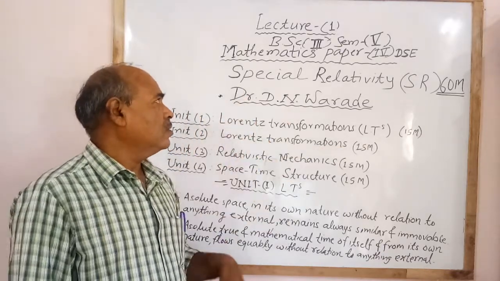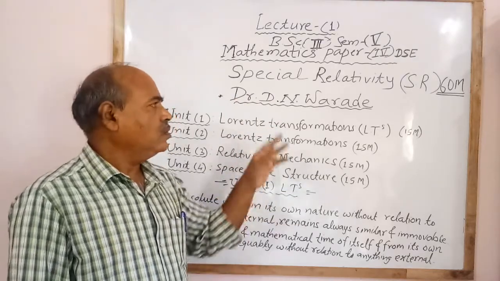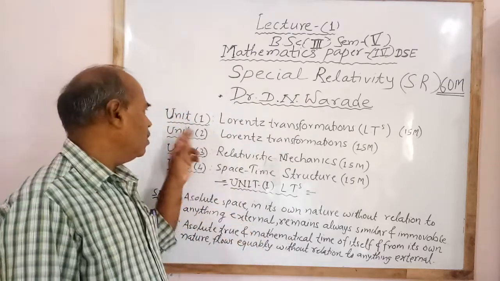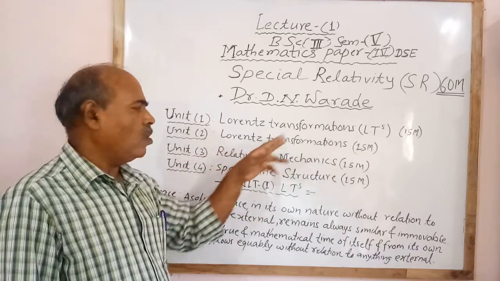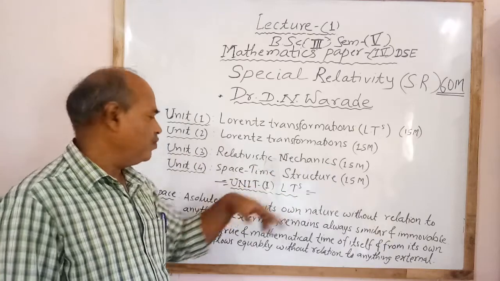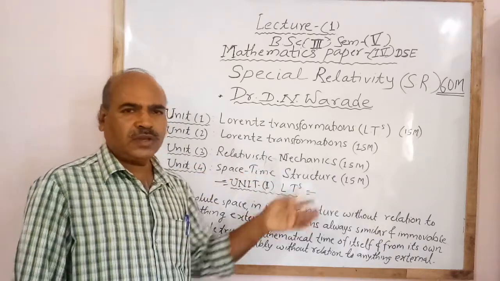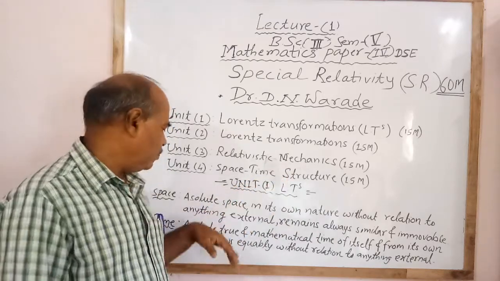The paper is Mathematics Paper 4, Special Relativity, of 60 marks. There are 4 units. Unit 1 Lorentz transformations. Unit 2 Lorentz transformations. Unit 3 relativistic mechanics. Unit 4 space-time structure. Now we start the first unit, Lorentz transformations.